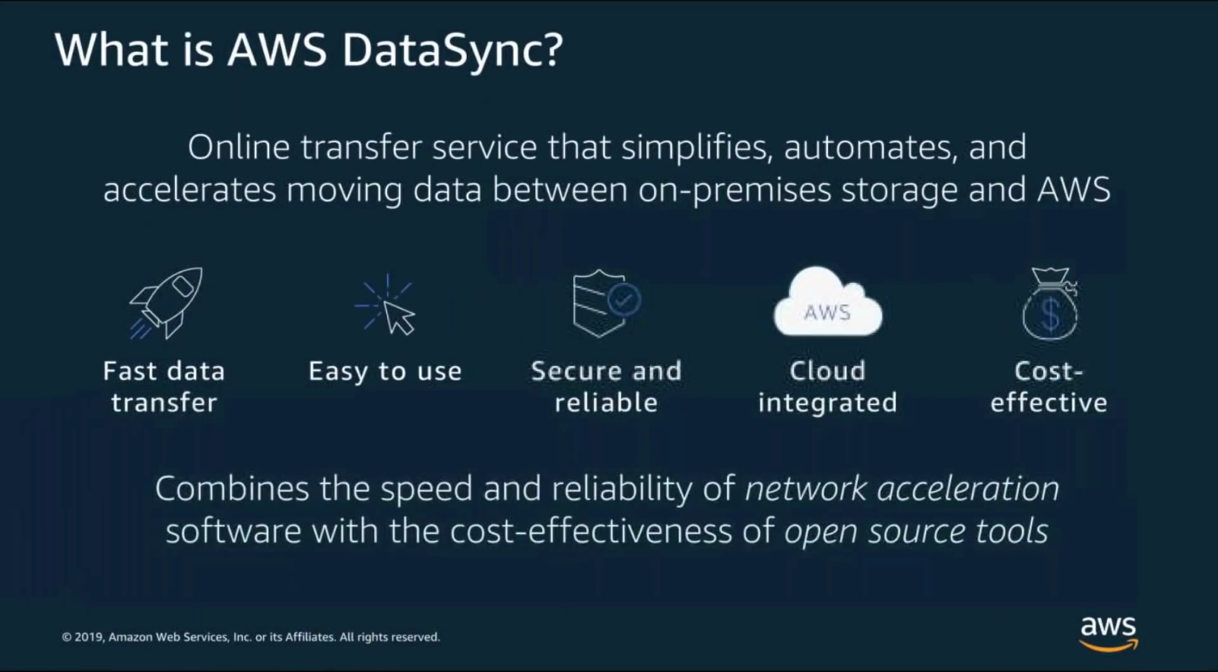Okay, so what is AWS DataSync? As its name reflects, it's an online transfer service. What we're doing with DataSync is combining the speed and reliability of traditional network acceleration techniques with the cost effectiveness of open source software. You can use DataSync to transfer up to 10 times as fast compared to open source tools. So it's really fast, easy to use, secure and reliable. It's natively integrated with services like EFS, and it's cost effective.